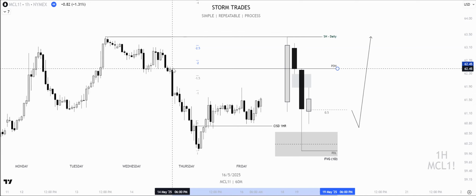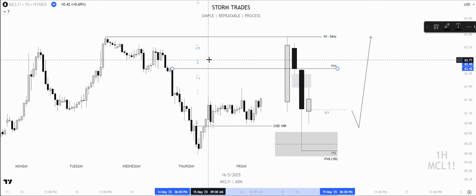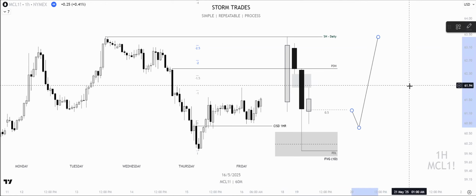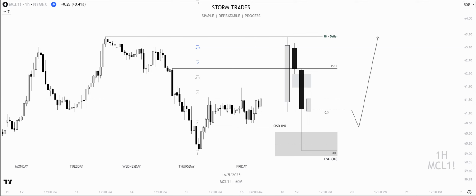So these are all levels I'm looking at. So the previous daily high also is in between the -1.5 to -1.2. Again, these are just to help me get an idea of where potential draws on liquidity could get run.